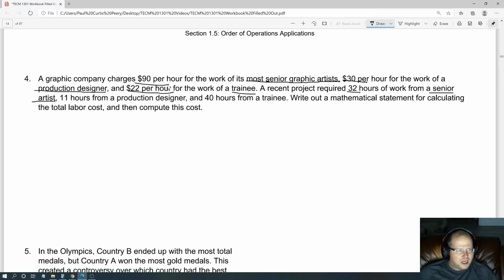Okay, so I'll finish reading, I guess. 11 hours from a production designer and 40 hours from a trainee. Write out a mathematical statement for calculating the total labor cost and then compute this cost.